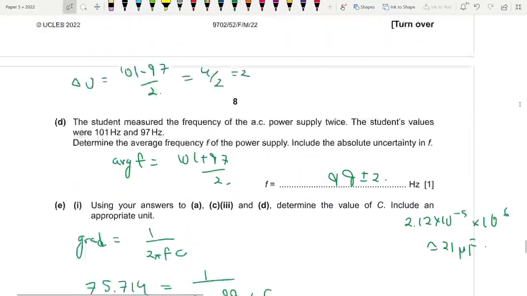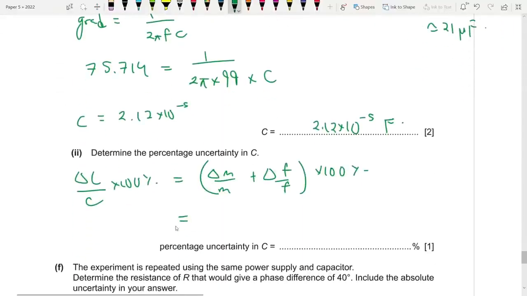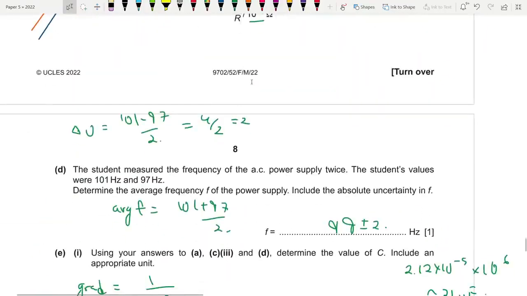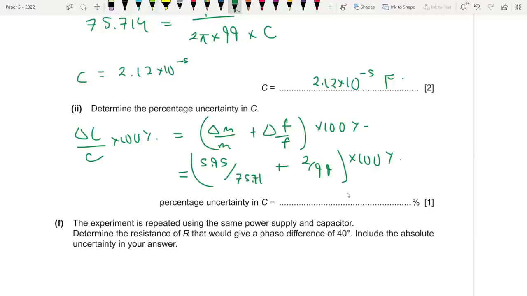5.95, right? 5.95 divided by 75.71 plus 2 by 99, right, into 100%. Just do this. I'm getting a value of 9.88%, or 9.9% if you want, 9.8%.